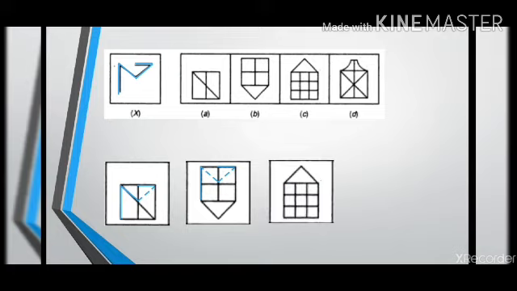Now in option C, I have the vertical line, and again I don't have the inclined lines. I have the horizontal and the vertical lines in option C, but not the figure V. Therefore this option is also eliminated.